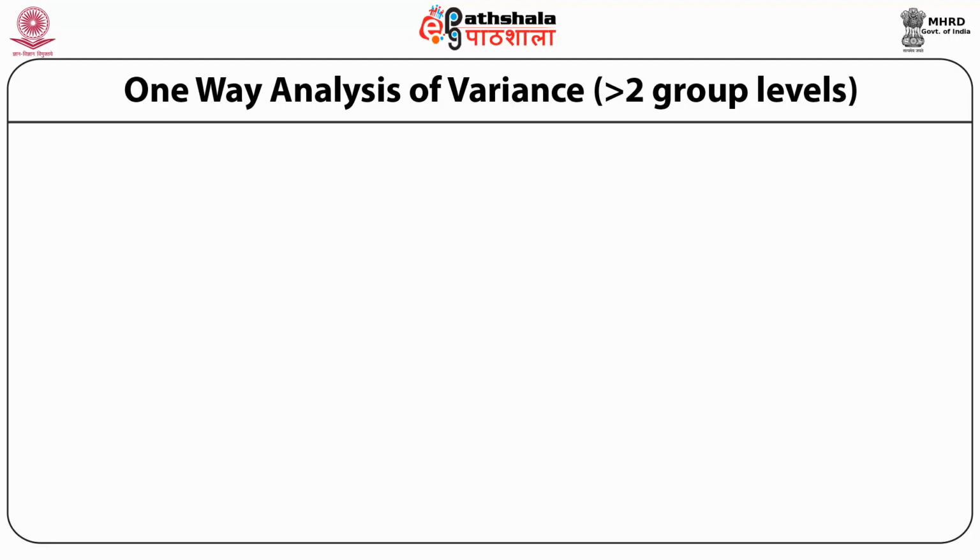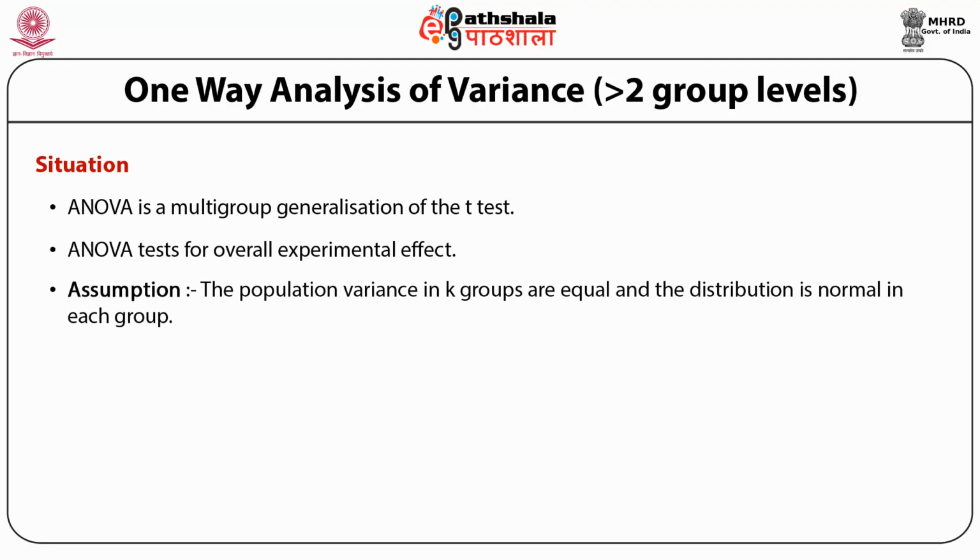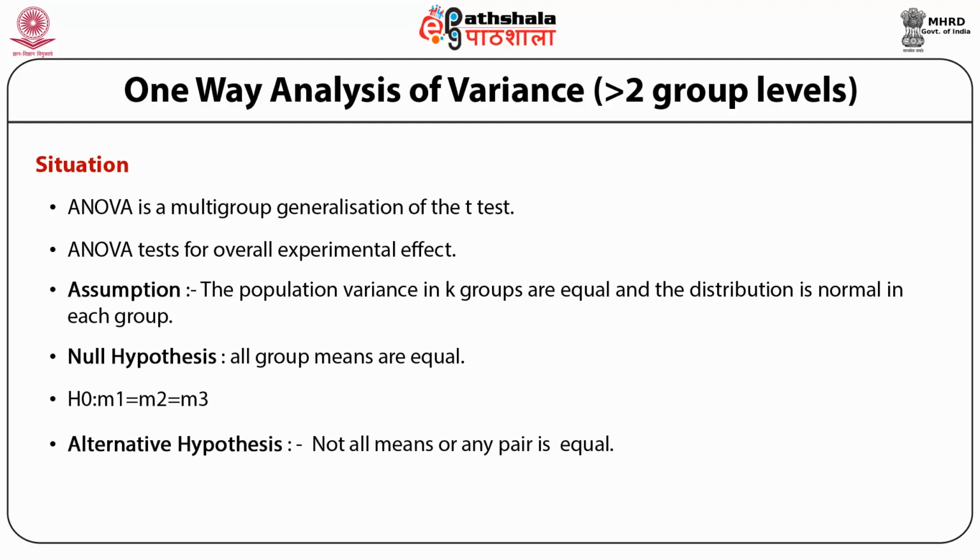Then third is when a categorical variable has more than two levels, then one way ANOVA is applied. It is a multi-group generalization of the t-test for more than two groups, and here the overall experimental effect is seen. The assumption is that the population variance in all the groups is the same, and the distribution in each group is normal. What is the null hypothesis here? All the means are equal. What is the alternative? Not all the means are equal, or any one pair is different.